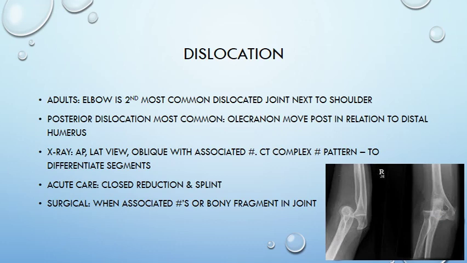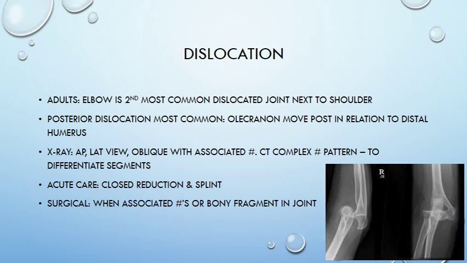Elbow dislocations. In adults, the elbow is the second most common dislocated joint next to the shoulder. In the pediatric population, the elbow is the most common dislocated joint. Dislocation in a posterior direction is the most common, where the olecranon moves posterior in relation to the distal humerus, and that is called a posterior dislocation.